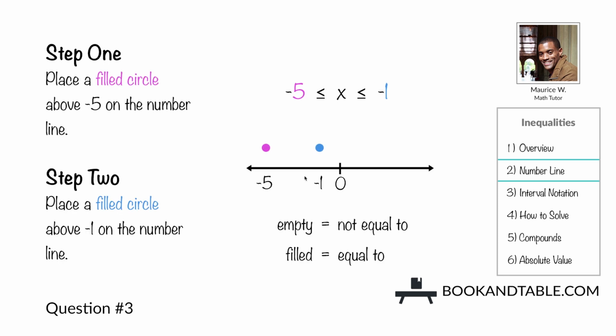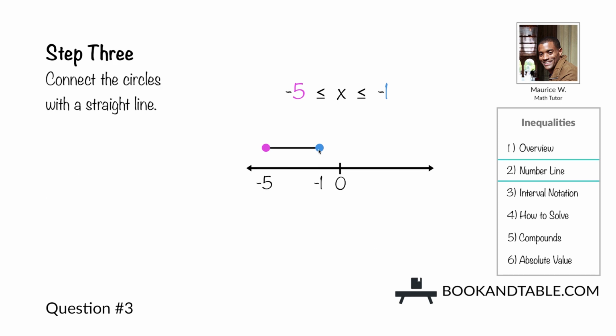Question number 3. You were given -5 is less than or equal to x, which is less than or equal to -1. Step 1, place a filled circle above -5 on the number line. It is filled since we have equal to, so it can equal -5. Step 2, we want to represent the larger value, which is x is equal to -1. So since it can equal it, we place a filled circle above -1 on the number line. And then step 3, connect the circles with a straight line. So this would be our answer to question number 3.